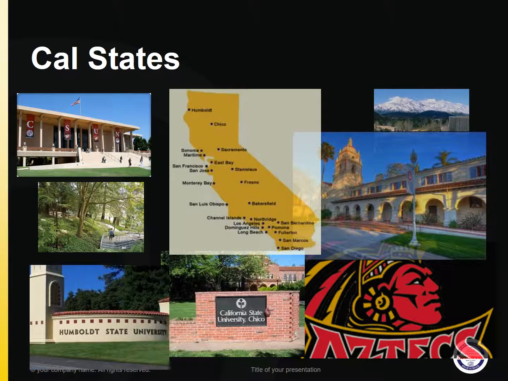There are 23 Cal States in the state of California. The application opens October 1st and closes November 30th. All that you need to do is fill out the application online at CSU Mentor and submit official SAT or ACT scores. No letters of rec or essay is required.